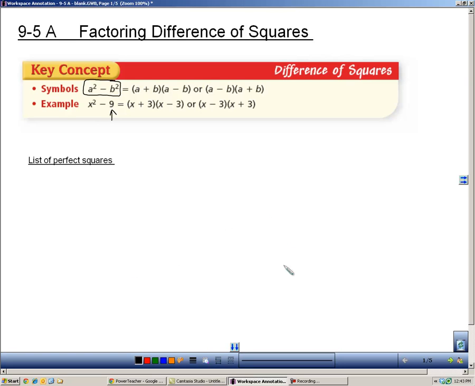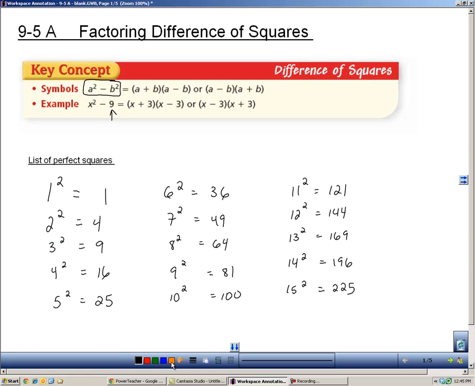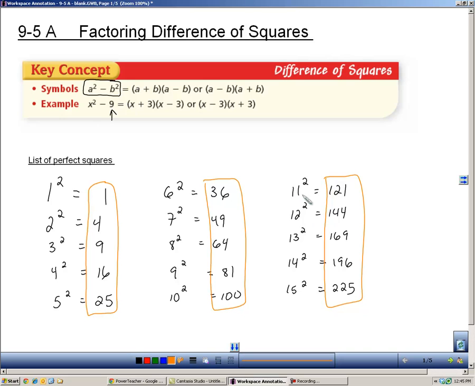I'm going to list for you a large group of perfect squares, starting with the number 1. The number 1 is a perfect square because it's created from 1 squared. And I'm going to list all the numbers up to 15. So here you see a large list of perfect squares. These numbers that you see here in orange are the perfect squares because they're created by squaring some other number. And those are the numbers you want to look for whenever you see a difference of squares.